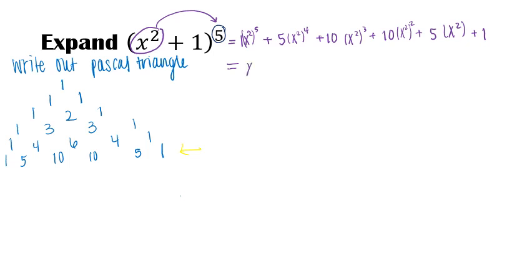So we have x to the 10 plus 5x to the 8th plus 10x to the 6th plus 10x to the 4th plus 5x squared plus 1 at the very end. And so this is our answer right here.